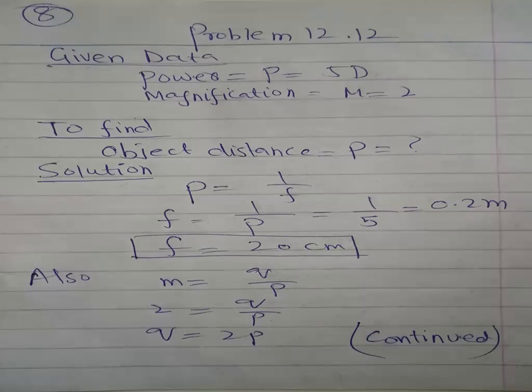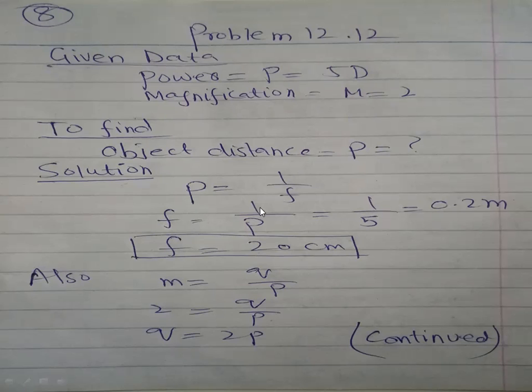At what distance should the object be placed from the lens so that a real and 2 times larger image is formed? First of all, what is given to me? Power, which is capital P, not small p, and the unit of power is diopter. Magnification is also given, 2 times. Object distance we need to find out. This is small p, the object distance. Power is the capital P.